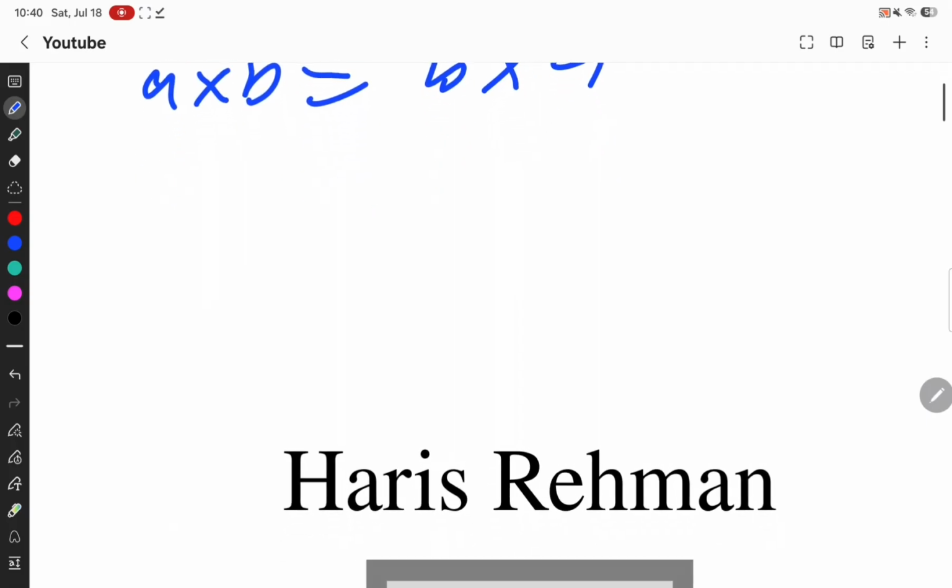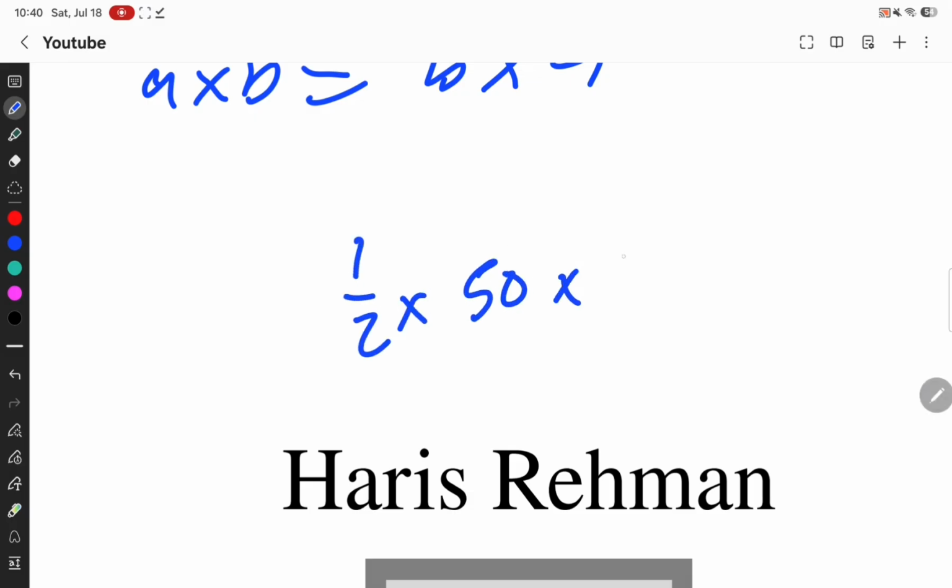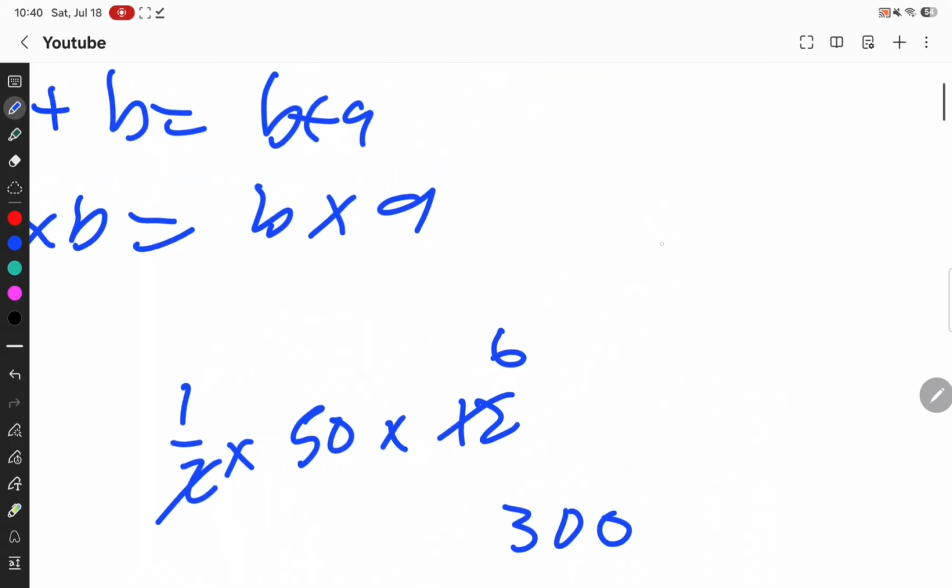For example, we have half times 50 times 12. We can do this instead: 5 times 6 is equal to 300. You can do this easily. You don't need to calculate 25 times 12. You can calculate 50 times 6 instead.